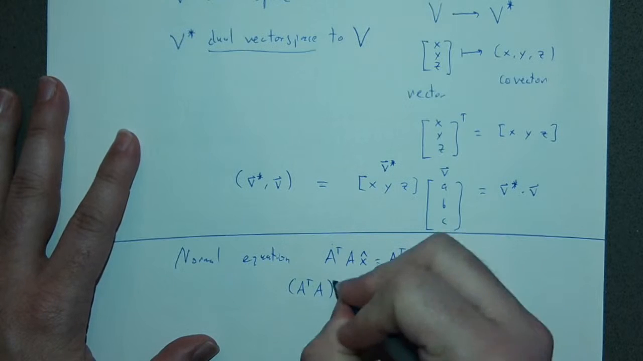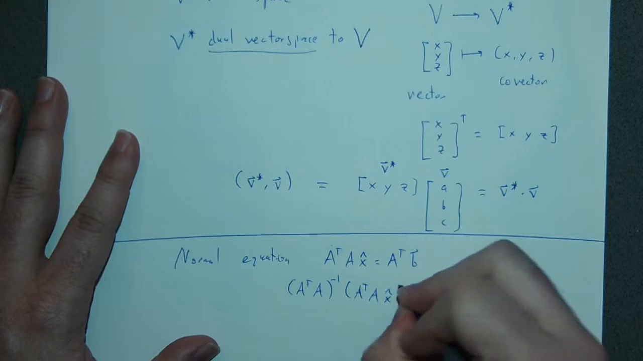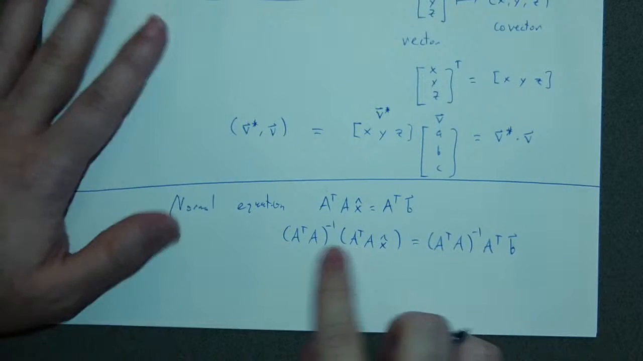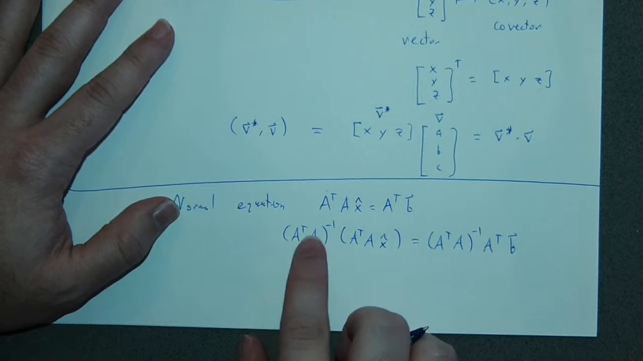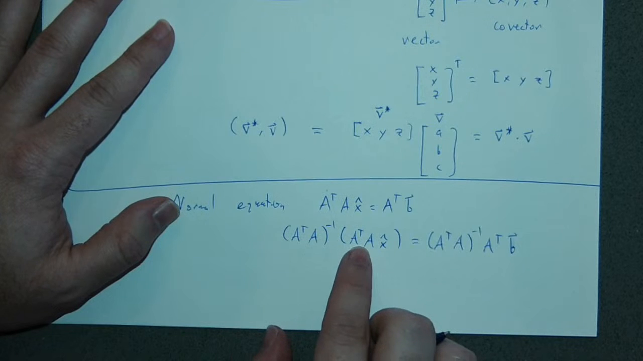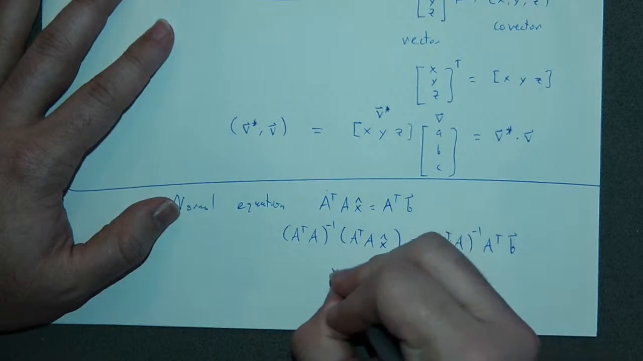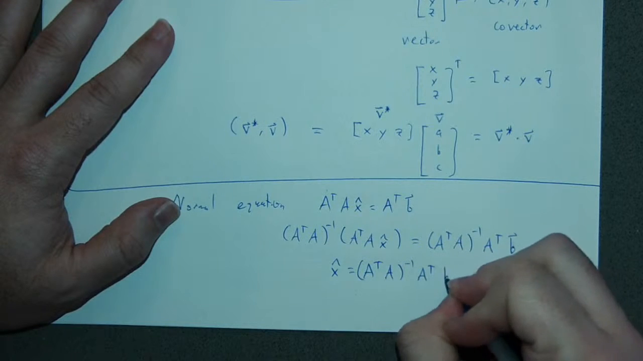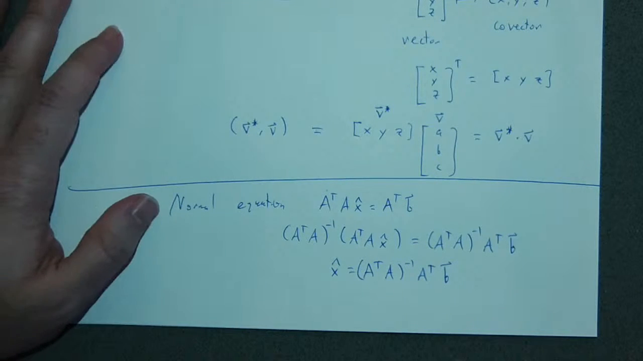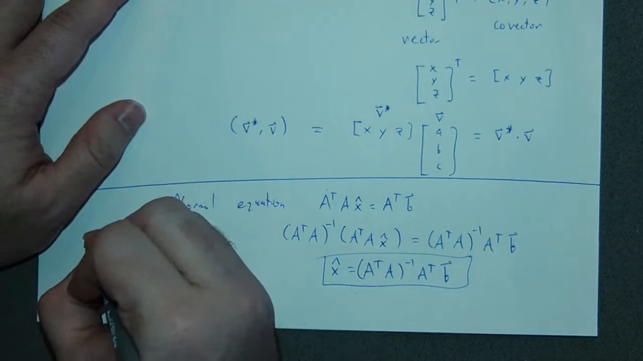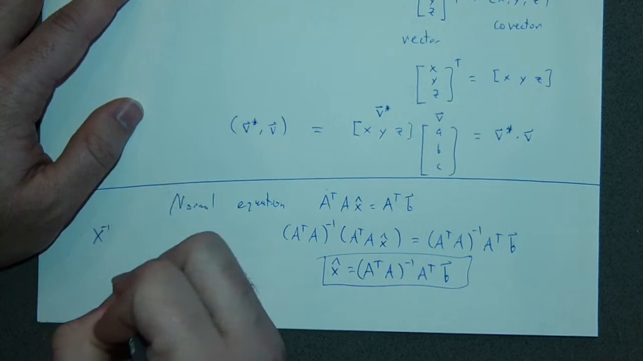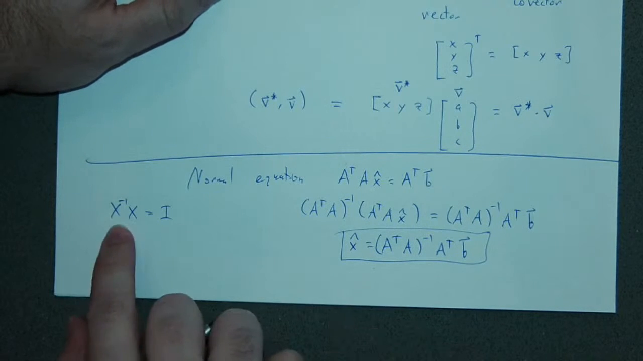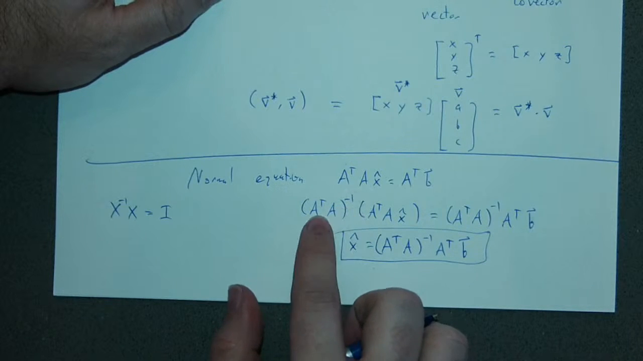So A transpose A inverse times A transpose A x hat equals A transpose A inverse times A transpose B. Associating this in the right way, A transpose A inverse times A transpose A gives the identity. So x hat is A transpose A inverse A transpose B. That's what I did. If you really don't like doing it that way, if you have a matrix X, X inverse times X is always the identity. It doesn't matter whether the matrix is actually a product of 10 matrices or not. But even if you didn't want to recognize that, you could do this just being careful.